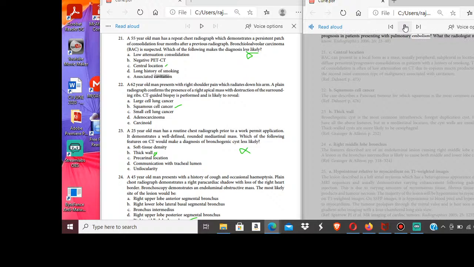Prognosis in patients presenting with pulmonary embolism. What the radiologist needs to know. Radiographics 2006, 26, 2340.